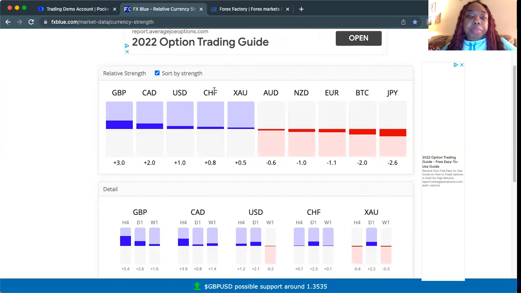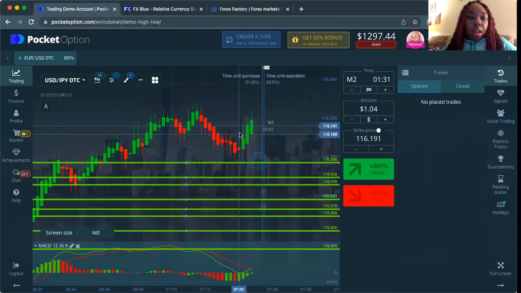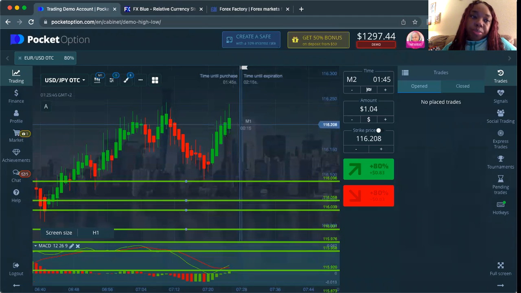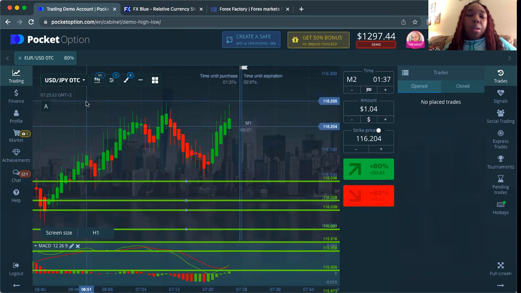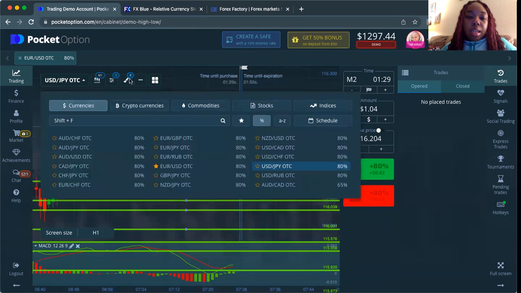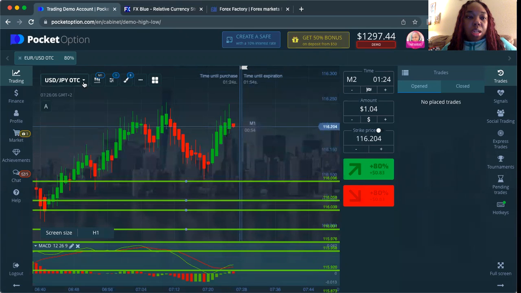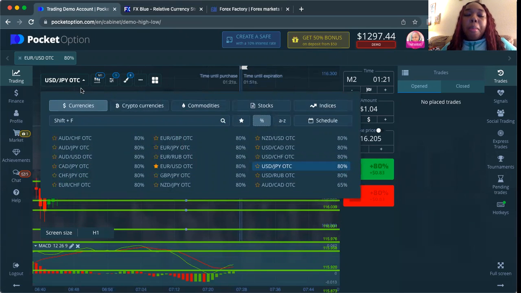All right, so let's go ahead. So here I'm on Pocket Option. You see where it says USD/JPY, but it also says OTC, which really stands for, it is technically not on, how can I explain this? It's basically not live.